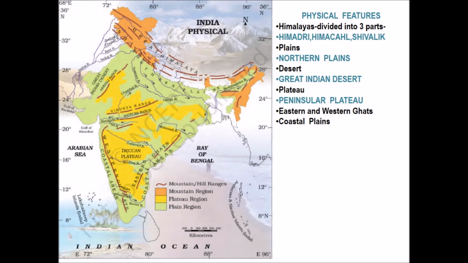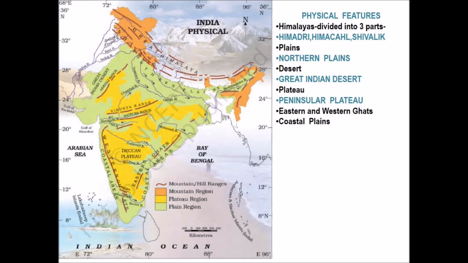Earlier they were known as Laccadive, Minicoy and Amindivi. In 1973 they were named as Lakshadweep. It covers a small area of 32 square kilometers. Kavaratti Island is the administrative headquarters of Lakshadweep. This island group has great diversity of flora and fauna.